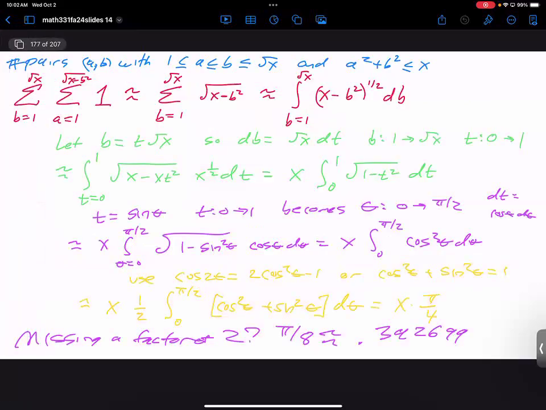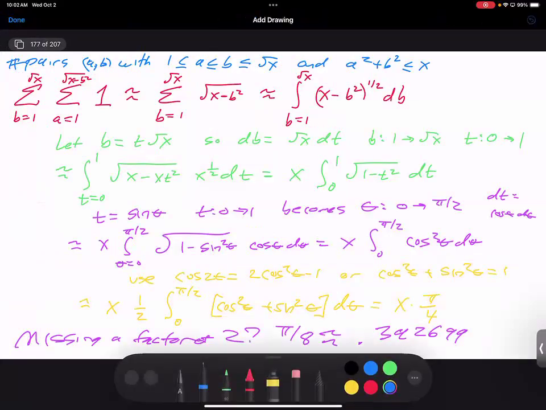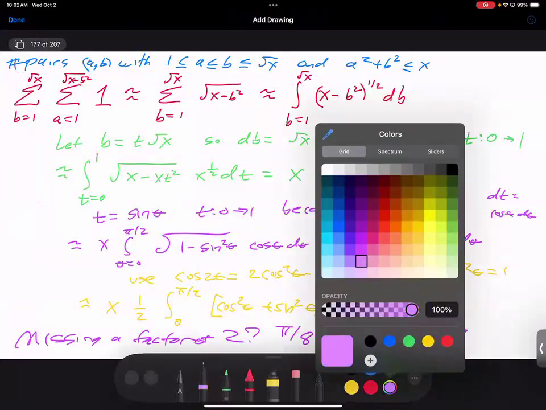We were missing a factor of 2. I claimed it should have been pi over 8. We were getting pi over 4. Here's the missing factor of 2, and I'll put it in purple to emphasize it.